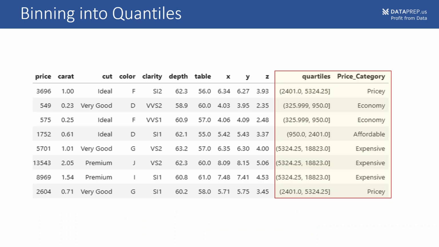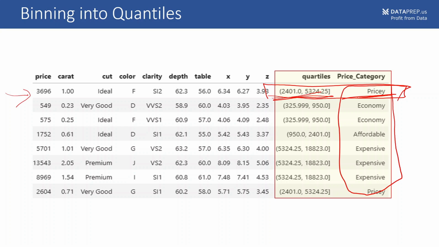And here would be the result of such binning into quantiles. If we were to take the results of our binning and make it part of our data set, this is what it would look like. So for every diamond, I have this part here in yellow, the quartile information and the prices, and the category that I have created.